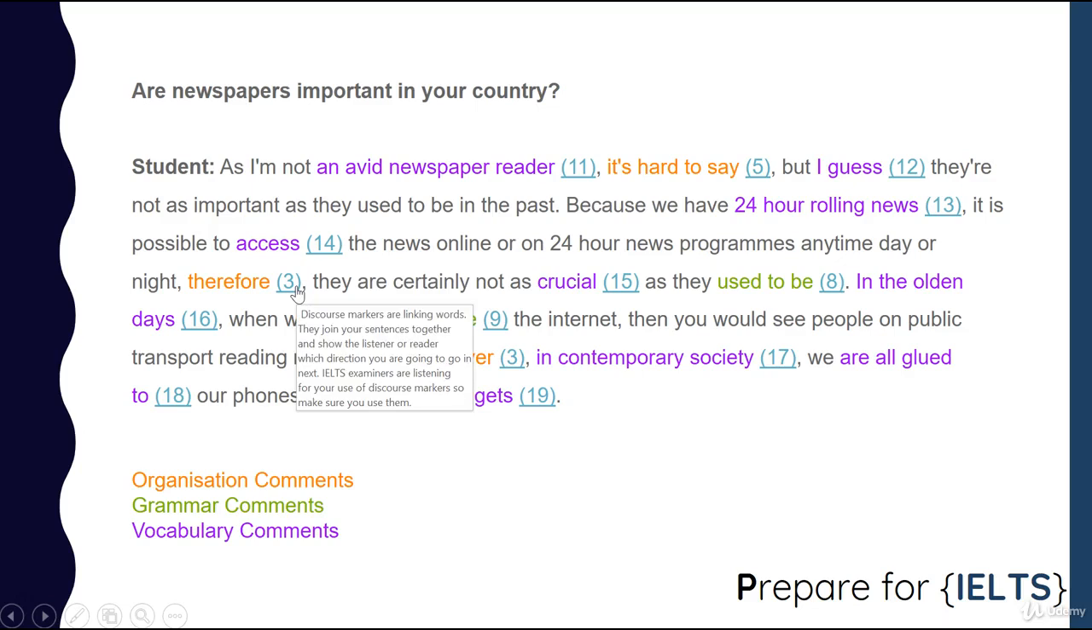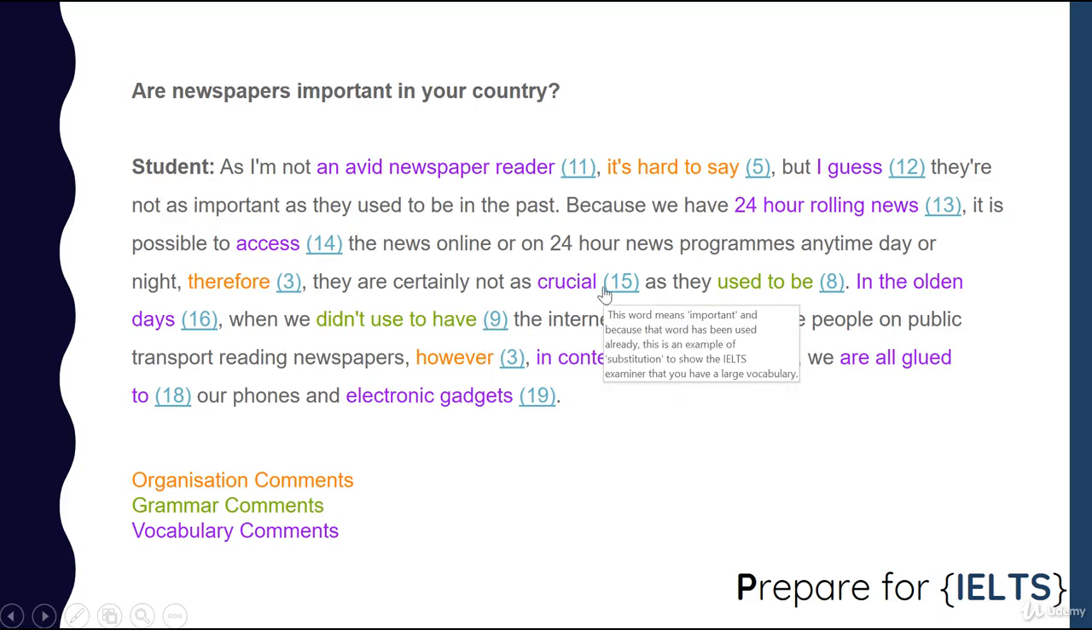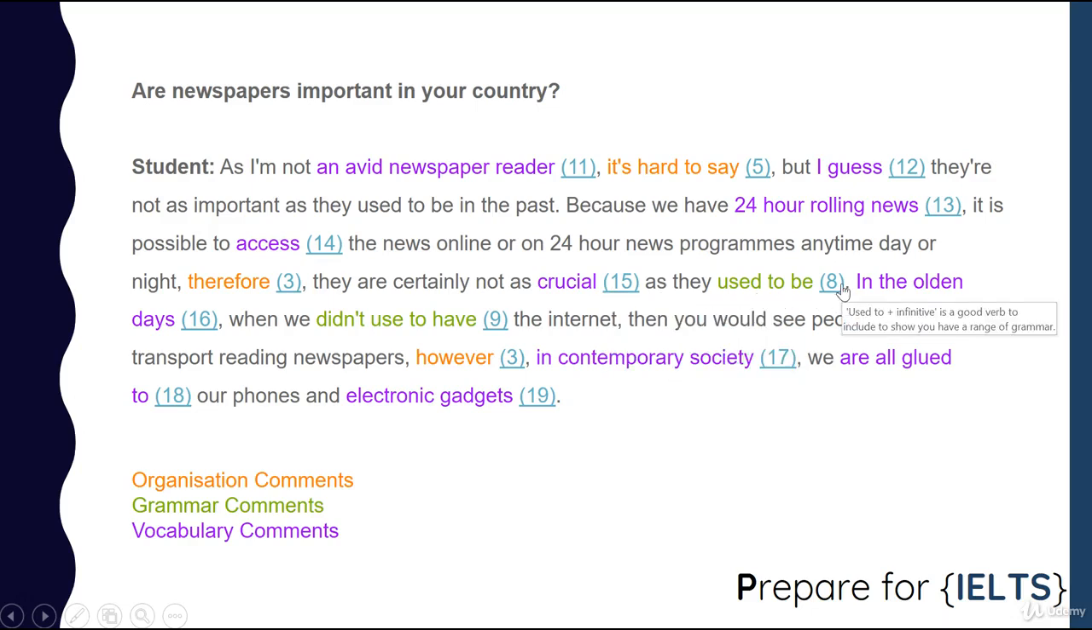Discourse markers being used again to link your answer and add to your cohesion and coherence grade. Therefore and however. Crucial. I've talked about this in previous videos, how it's important to have lots of different words to say important. Crucial means important. Used to plus infinitive is a good verb to include, again to show your range of grammar. In the olden days, in the past.